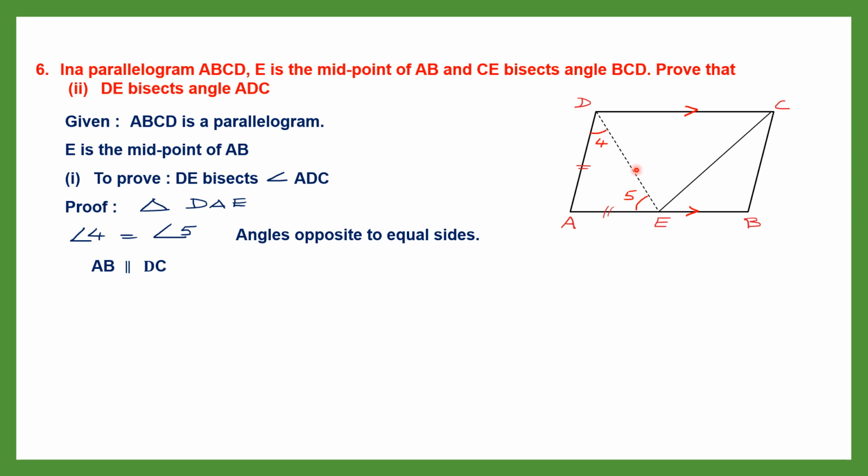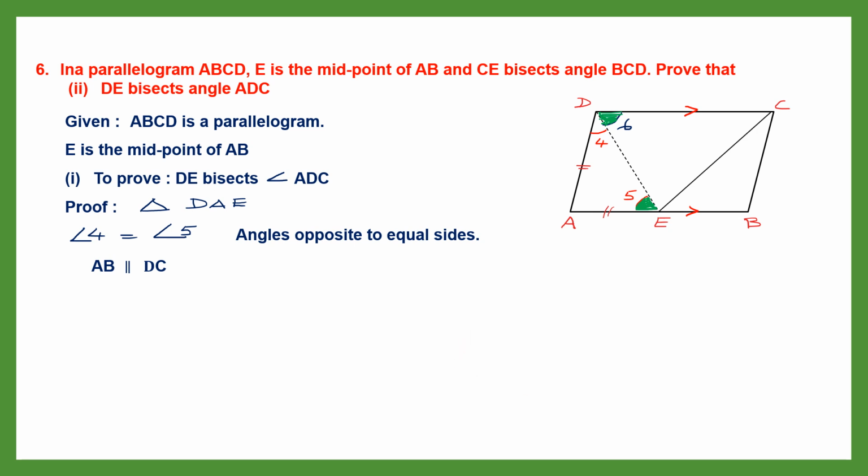You can also take DE as a transversal. So now consider these two lines to be parallel and DE as the transversal. Then in that case, this angle here, we can call it angle 6. Angle 6 and angle 5 will be equal to each other. Now how are they equal? Angle 6 and angle 5 will be equal to each other because we have considered AB and CD as parallel lines and we have taken DE as the transversal. So 6 and 5 are alternate angles.